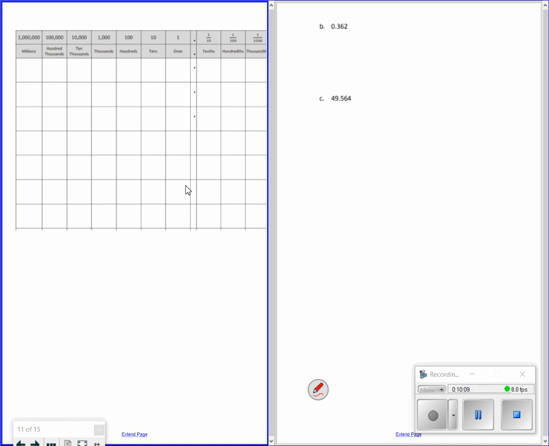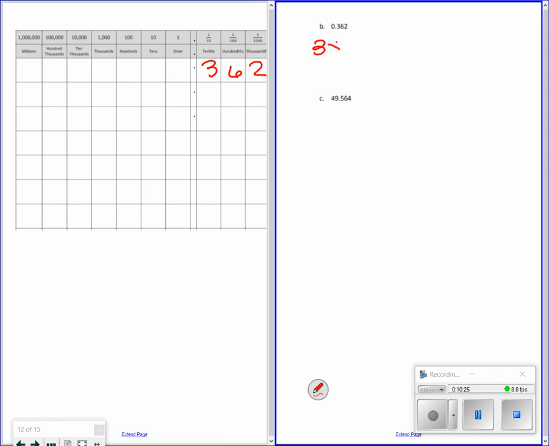Okay, so with B and C, it was write it in expanded form. So write it exactly like it is. 3 times 1/10 plus 6 times 1/100 plus, out of room, 2 times 1/1000.